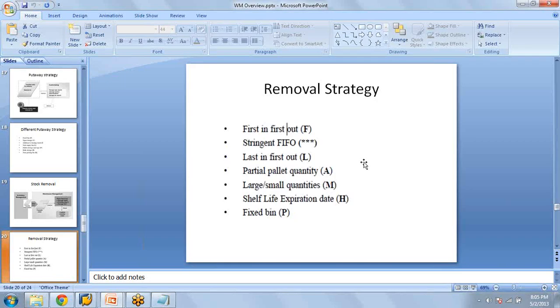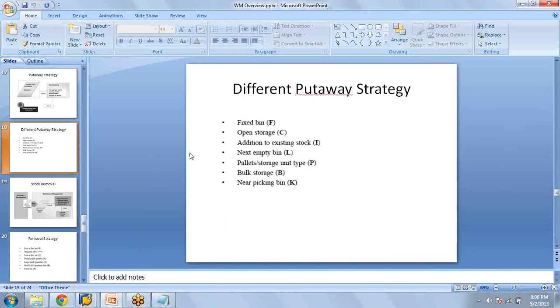And one more thing, did you complete the next empty bin strategy? Yes, the next empty bin put away strategy. See, these are the strategies. You want me to execute each and every strategy? Yes, please, it's my humble request. Okay, we'll do it, no worries.